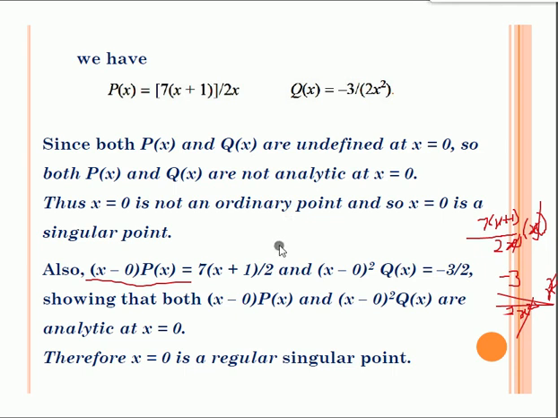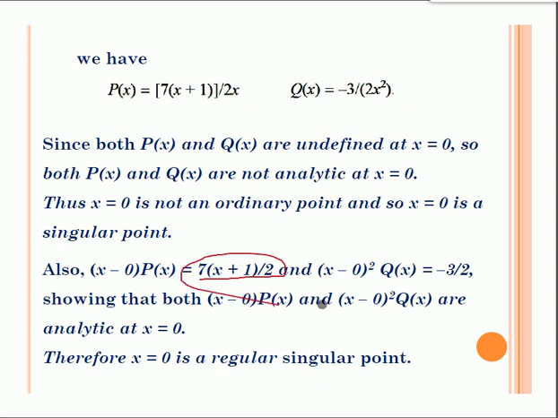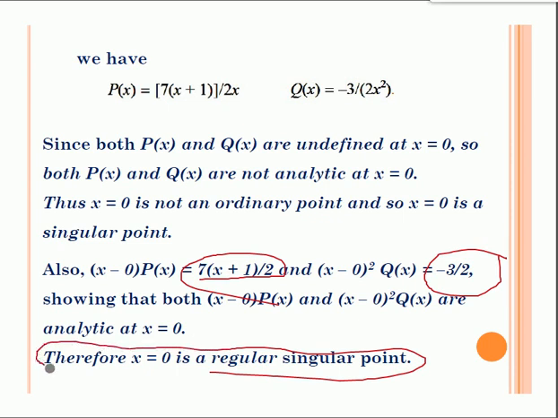So what I can conclude here finally is, I have one term, 7 into x plus 1 by 2, and another term, minus 3 by 2. What I say, guys, is that the term 7 into x plus 1 by 2 and the other term minus 3 by 2 are both defined at x equal to 0. So that means now the functions are analytic. So they are called a regular singular point. Now they are analytic, nowhere are they becoming infinity.